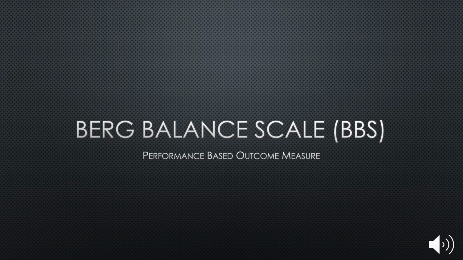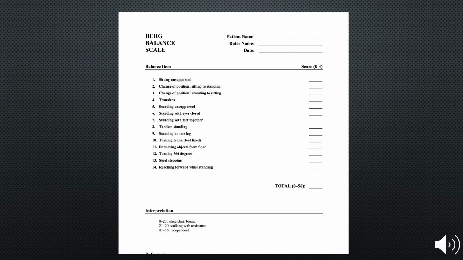The next outcome measure we will be looking at is the Berg Balance Scale, which is a performance-based outcome measure. As stated in the previous video, I was unable to perform each task of the Berg Balance Scale for my patient because of time constraints, but in a normal setting you would follow this outline and do each of the 14 items that are listed, and then of course you'd put the score out to the right and you would total at the bottom.